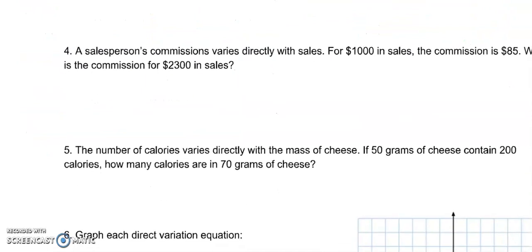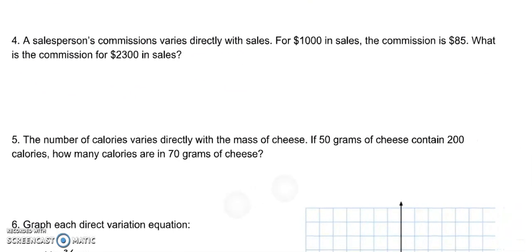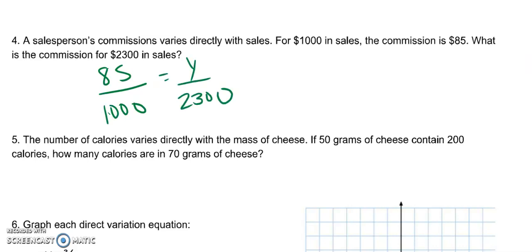A salesperson's commission varies directly with sales. For 1,000 in sales, his commission is 85. What is the commission for 2,300 in sales? So same thing. You can set this up as a proportion, which for some of you is the easiest way. And remember, as long as you're consistent with it, it doesn't matter how. Or you can say, hey, we have 85 in commission for 1,000 in sales.